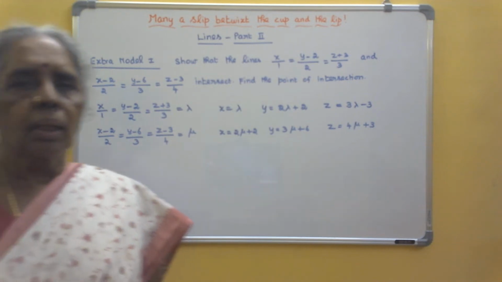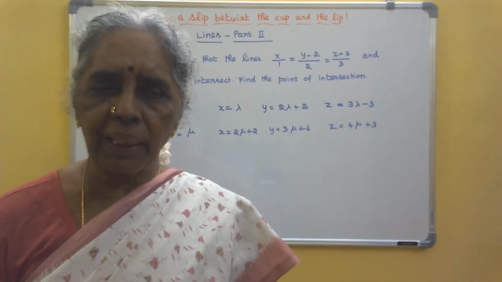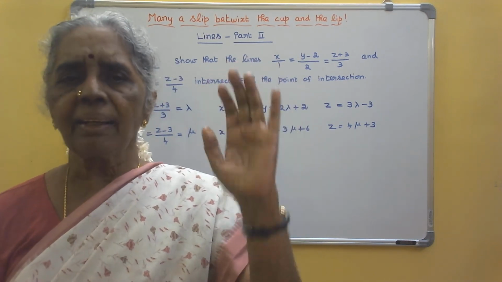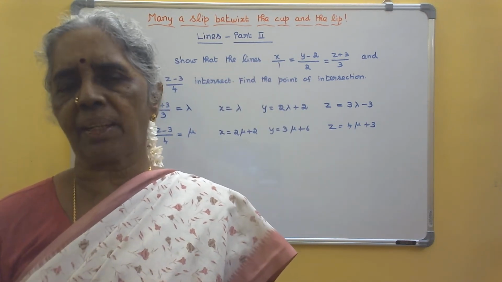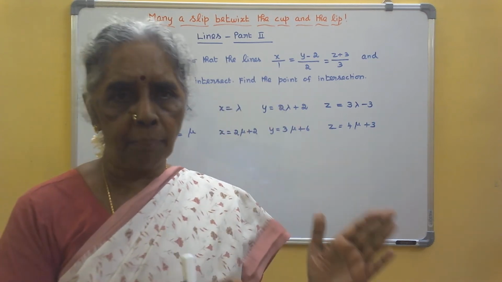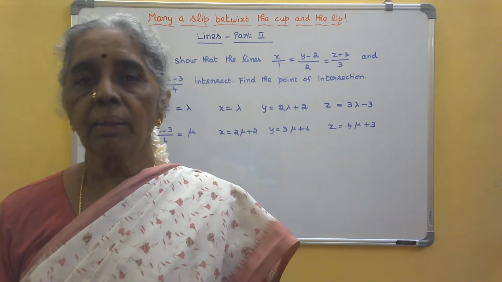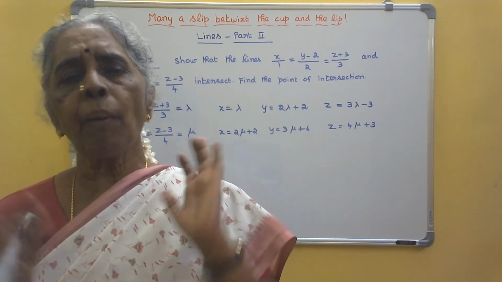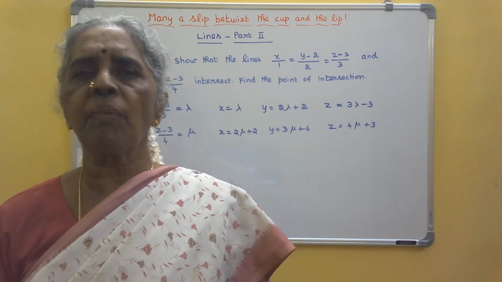Now, if two lines intersect, what do we mean? There should be a common point, isn't it? That only we call the point of intersection. That means for some value of lambda and mu, the coordinates should be the same. That only will be the point of intersection. That is the concept we are using.